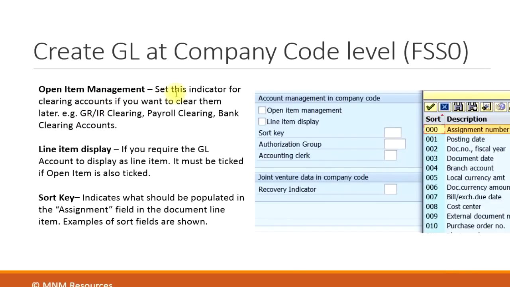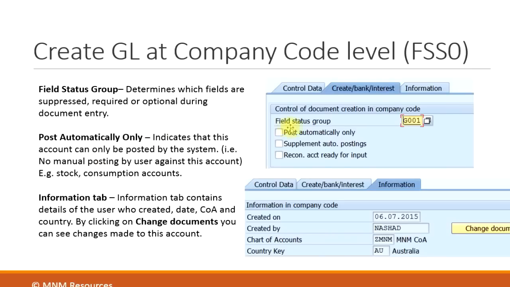And we saw what the use is for the open item management account. That's basically for all the clearing accounts, which have to be open item managed ticked. The line item display field, the sort key field, but the sort key field will populate the assignment indicator of the document line items. We saw some other fields, this field status group, which will control the document line item field statuses. The post automatically only field, which is mainly used for material, stock and consumption accounts. And this information tab will tell you who created this account, when it was created, and so on.